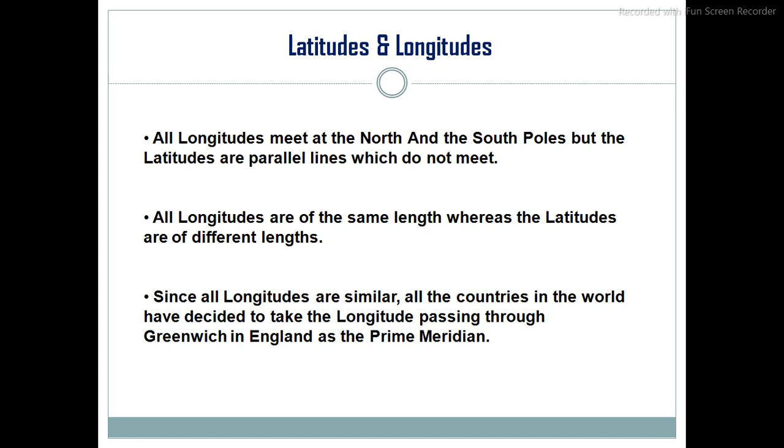Next, all longitudes are of the same length, whereas the latitudes are of different length, as we had seen in the diagram of Earth heat zone.